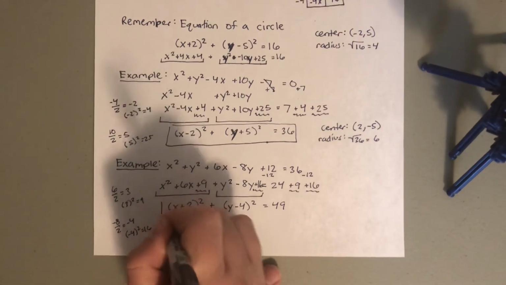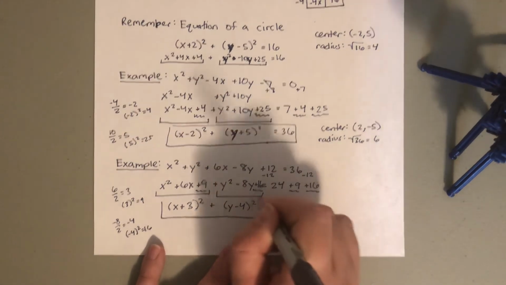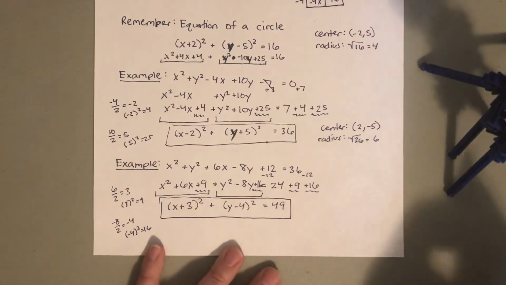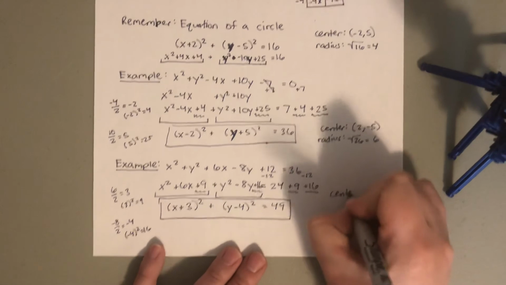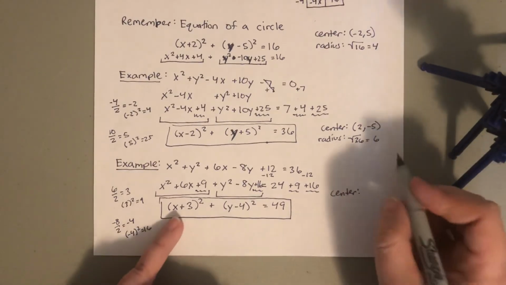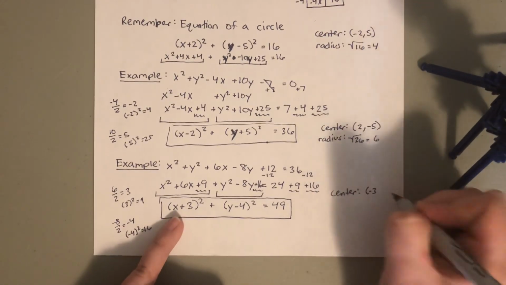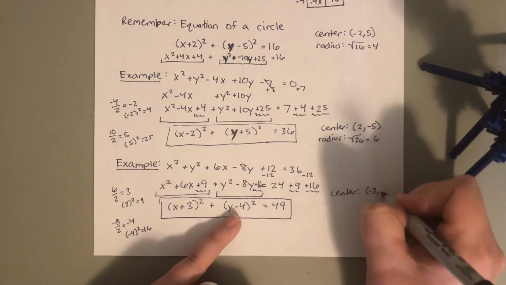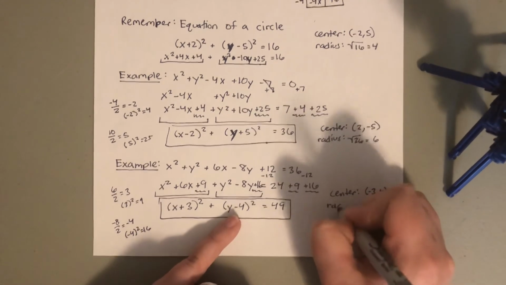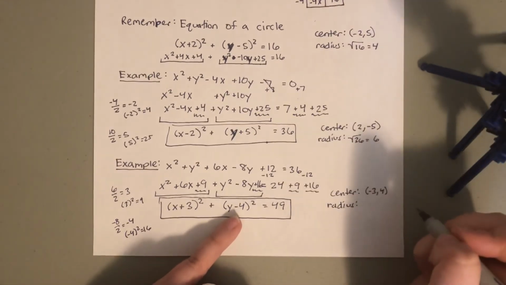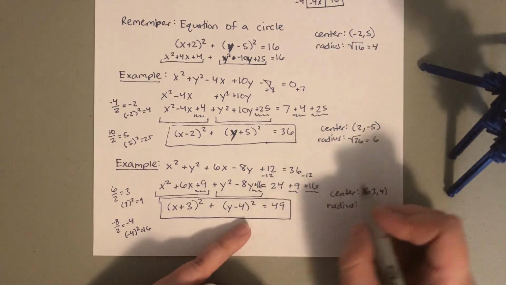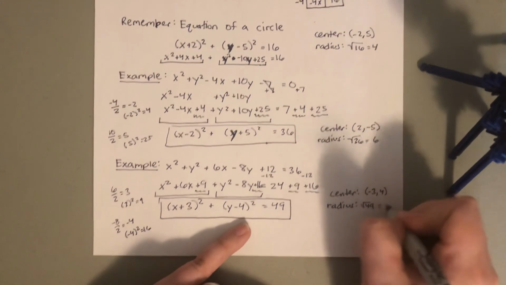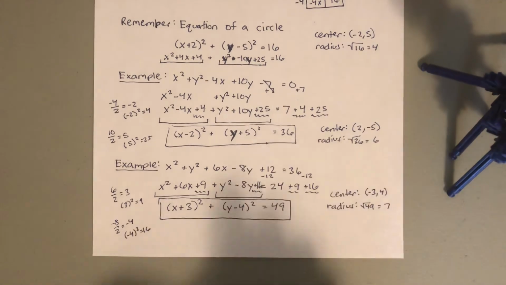Now that my equation looks like this, it is a whole lot easier to know that the center of this circle has moved 3 to the left, so now it's at negative 3, and 4 up, so now it's at a positive 4. And the radius is the square root of 49, which is really 7.